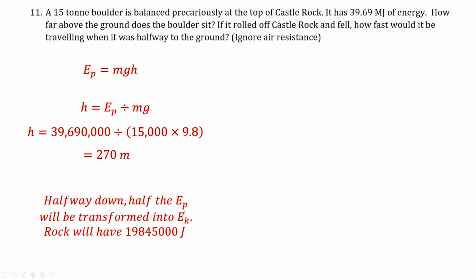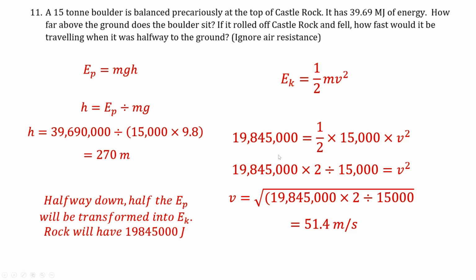Halfway down, half of the potential energy will be transformed into kinetic energy. So this is the total energy. Halfway down it's got half of that in potential. The other half has all been converted into kinetic. So 19 megajoules of energy. Then we use the kinetic energy equals half mv squared, and we substitute the values in. Pretty similar to the last question. This time we end up with 54.1 meters per second. Makes sense because it's a lot higher up, isn't it?